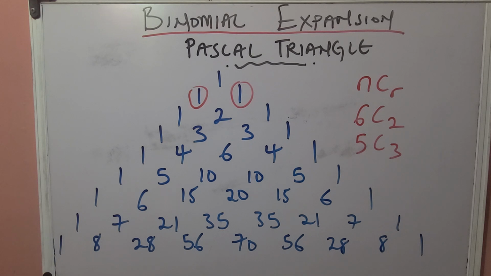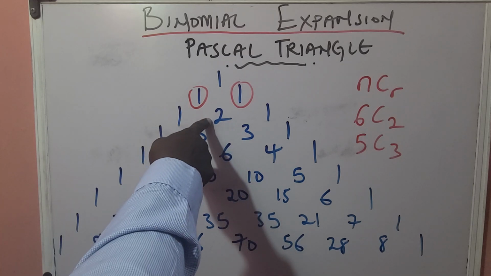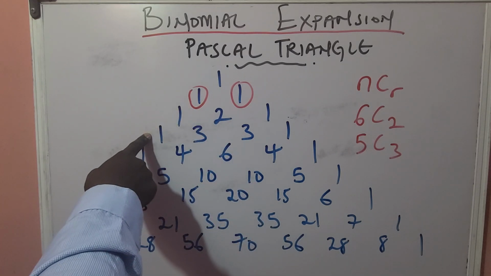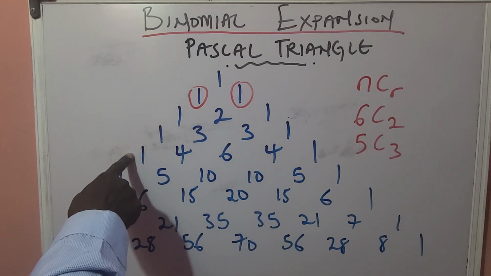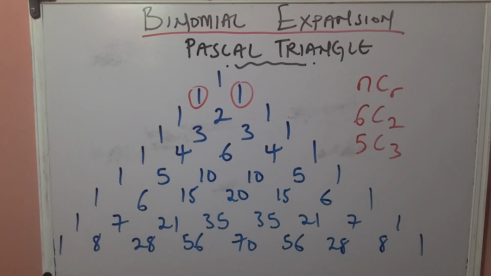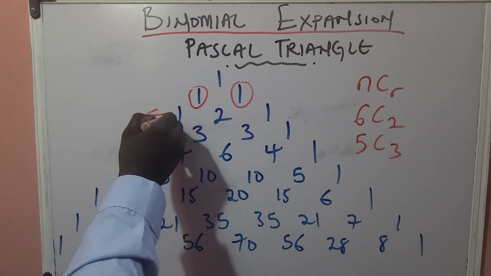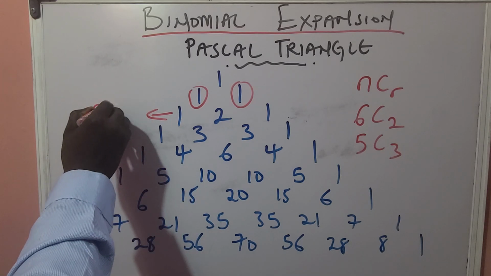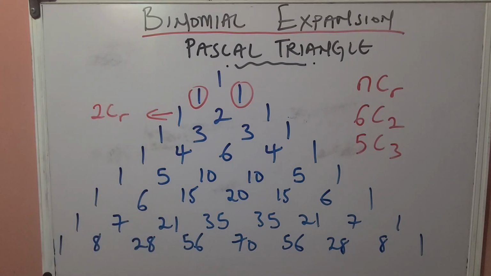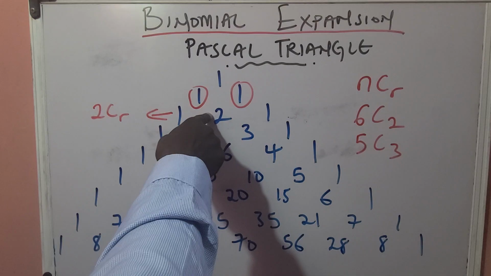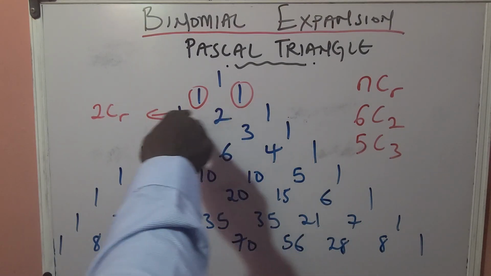Now, when you look at your Pascal triangle, you would see that it starts with 1, and then the next digit here, we have a 2. It starts with 1 here, the next digit was a 3. 1 here, 4. Now, what you need to notice here is that this first one here is for 2 combination r. That means this is for 2 combination. n here is 2 for this particular line.